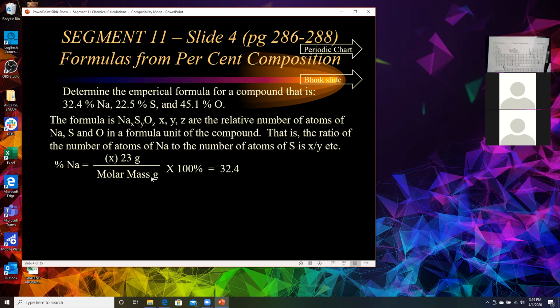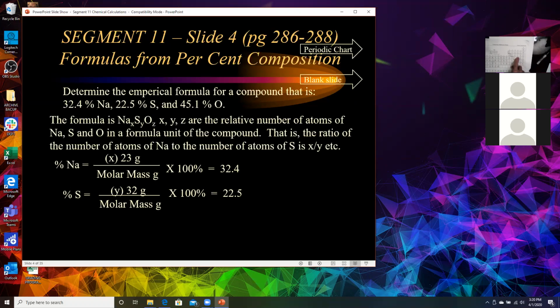But I could use this to calculate the molar mass if I needed to. But I want to show you I don't. I need to get x before I could do that. But now let's look at the percent sulfur. How would we set it up? Same way. There's y sulfur atoms. The atomic weight of sulfur on the periodic chart is 32.07, so 32 is close enough. I would need to divide by the molar mass of the compound and multiply by 100. If I knew y and did the math, I would get 22.5%. That's what was given in the problem.